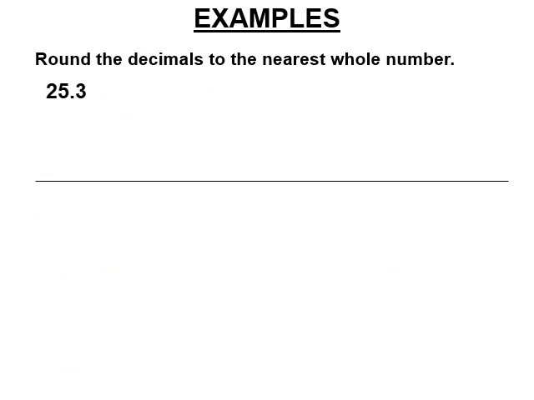Round that to the nearest whole number. A whole number doesn't have a fraction or a decimal. So what's nearest? Is 25 nearer or 26 nearer? I want to be a little neater with this.